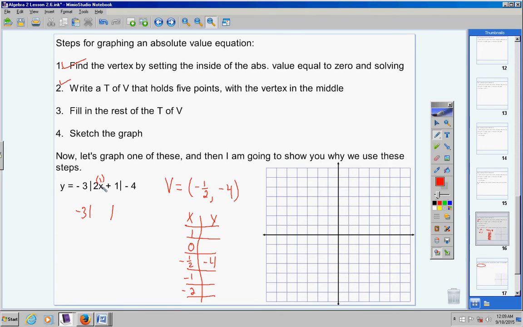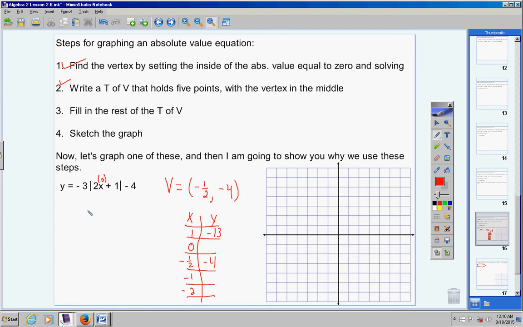Simplify the inside of the absolute value. 2 times 1 is 2 plus 1 is 3. Bring down your negative 4. Now, what is the absolute value of 3? It's 3. Negative 3 times 3. Remember, you multiply first. So, well, first you take care of your absolute value. The absolute value of 3 is 3. Negative 3 times 3 is negative 9. Bring down your negative 4. Negative 13.